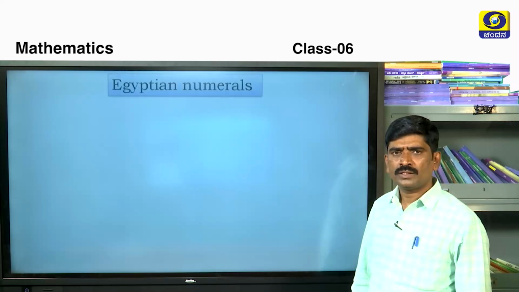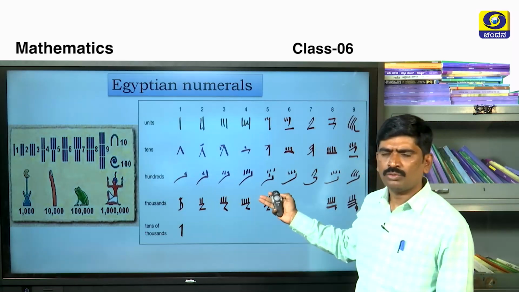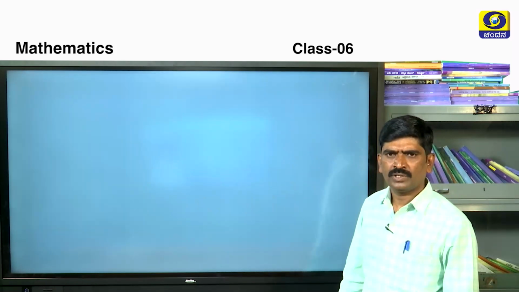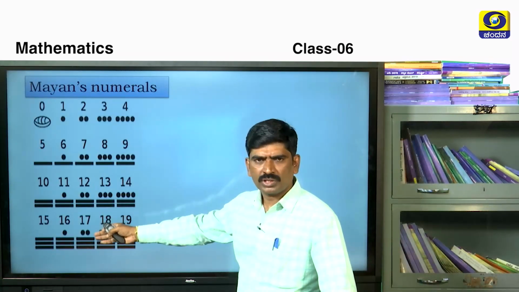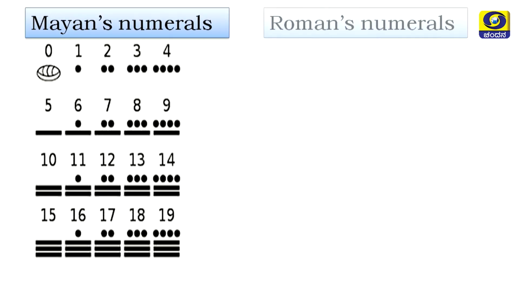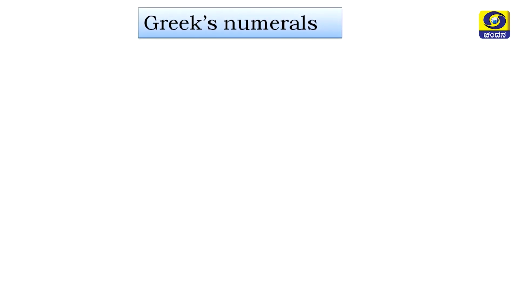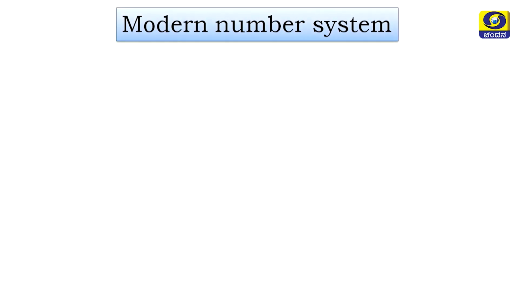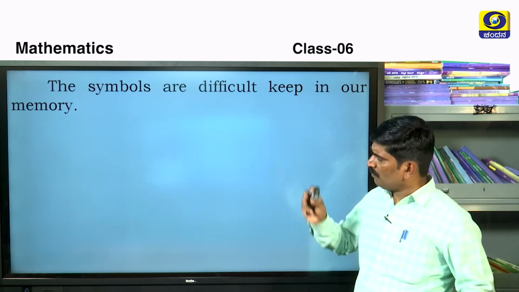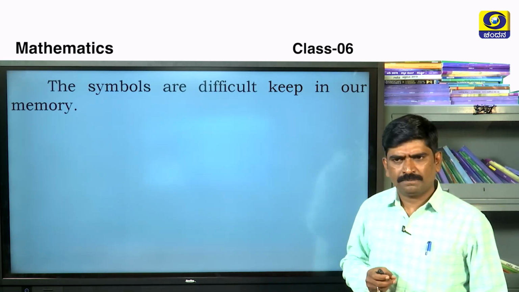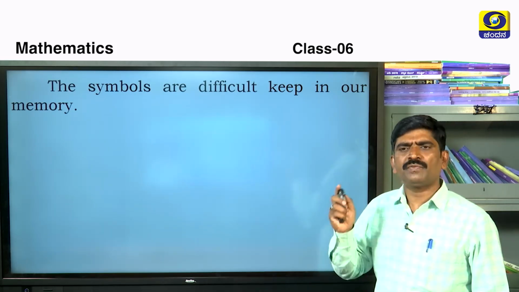Next, Egyptian numbers. See the Egyptian number system, how they used it in the past age. And next, Mayan numerals, how they used them. Next, Roman numerals, then Greek numerals, and this is the modern numeral system. The symbols are difficult to keep in our memory to count objects or anything. It is very difficult to count.